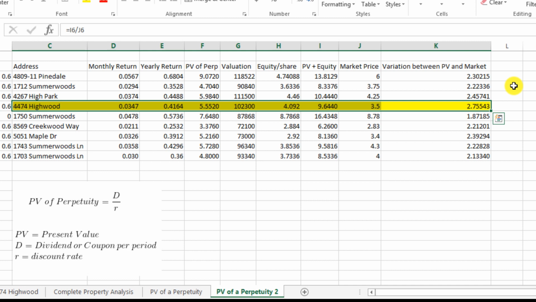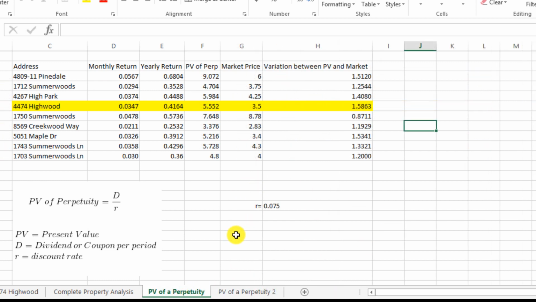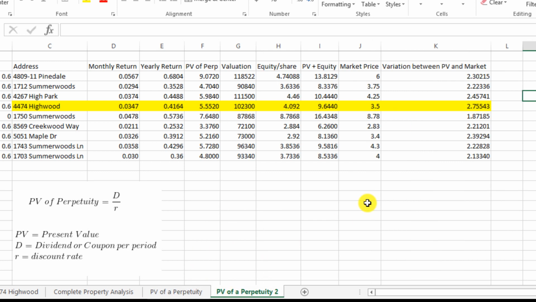Now I find this pretty interesting, as 4474 Highwood is the highest returning property on Landa as of right now. But what if Landa saw a huge increase in demand? What if all the prices were driven up, percentage returns were decreased? How would a property like 1750 Summerwoods compare to a property like 4474 Highwood? Which one would be the better value in terms of these models of valuation that we've looked at in these past 2 episodes? Let me know down in the comments below.